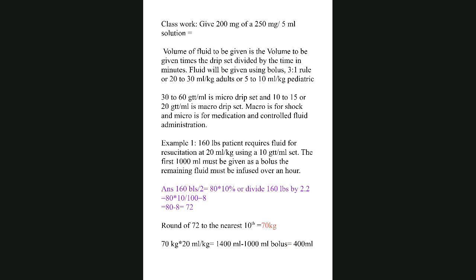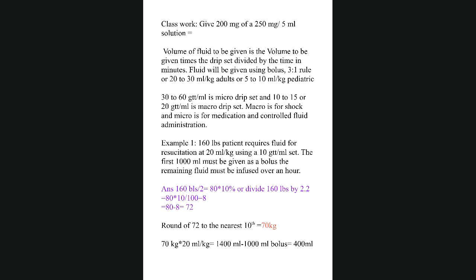So you have different types of drip sets. You have your micro drip set and you have your macro drip set, right? So micro would be for controlled administration. The macro would be for patients going into shock that require fluid resuscitation. So they require a large amount of fluids.